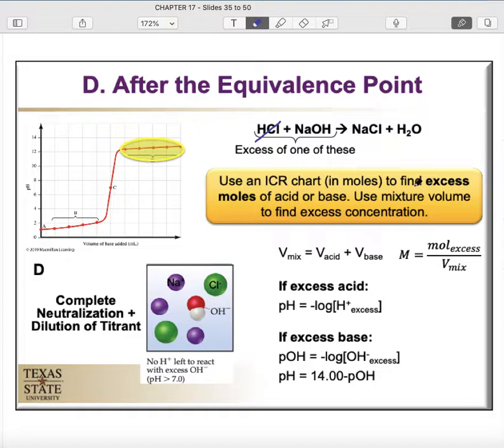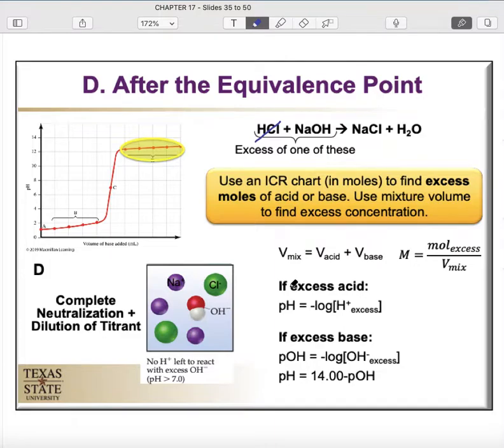And then once we know the number of moles, we're going to use the volume of the mixture to find the excess concentration. Again, the volume of the mixture is the sum of the volume of the acid plus the volume of the base, because those two together are now in the same beaker. And we use that new volume to calculate the molarity of the substance that is in excess by taking the moles in excess divided by the volume of the mixture.